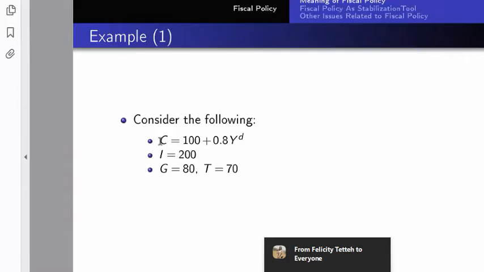All of you mute now and let's continue. So now we have our consumption function equal to 100 plus 0.8 YD. Then investment is autonomous, exogenous, so it's 200. Government spending is 80. Tax is 70.